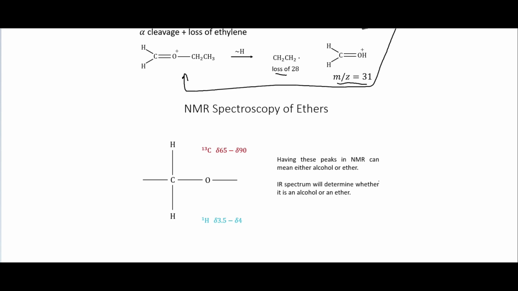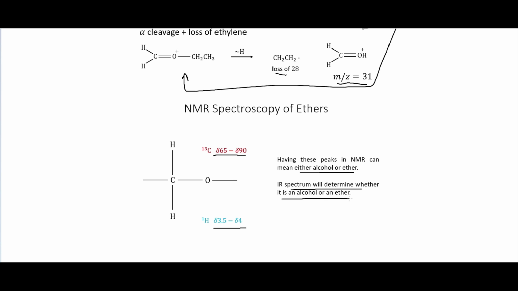Finally, the NMR of ethers. So for the carbon-13 NMR, we will get peaks between 65 and 90. For HNMR, it will be between 3.5 and 4. So having these peaks in the NMR could be seen either with an alcohol or an ether. So these are not going to be conclusive for ethers. So you would need an IR spectrum to determine whether it's an alcohol or an ether.